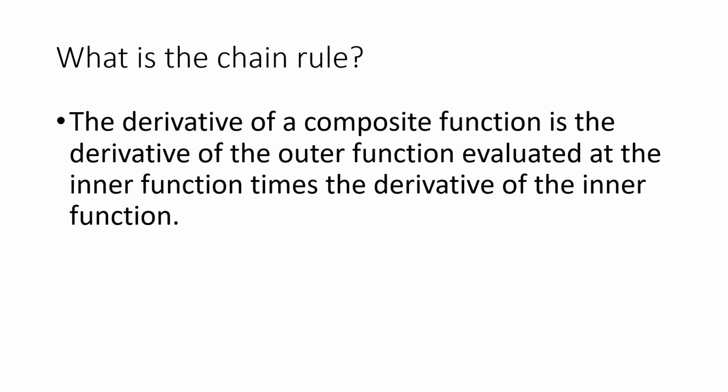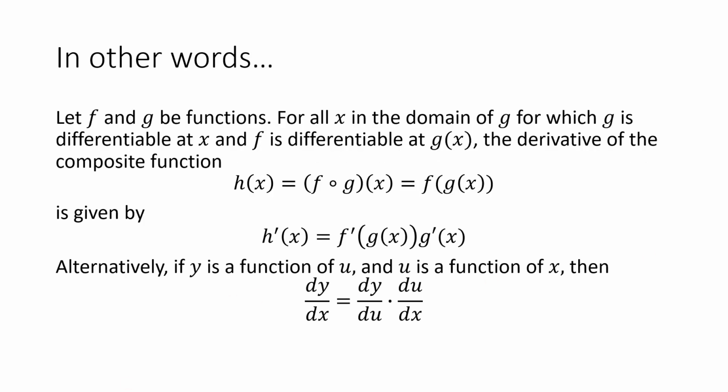So moving on to chain rule, right? What is a chain rule? So the chain rule basically states that the derivative of a composite function is the derivative of the outer function evaluated at the inner function times the derivative of the inner function. So what does this mean? What exactly does this mean?